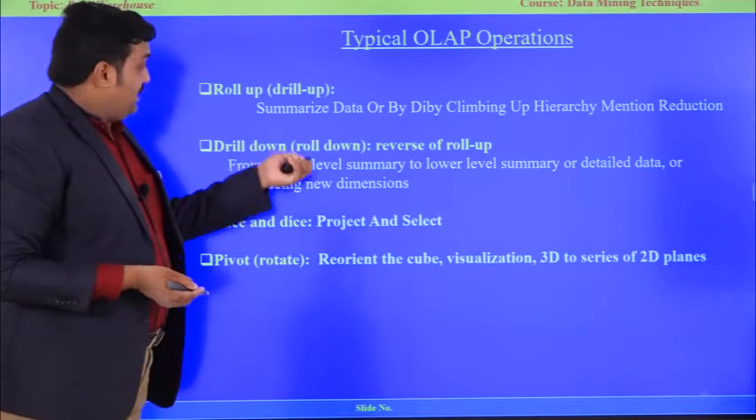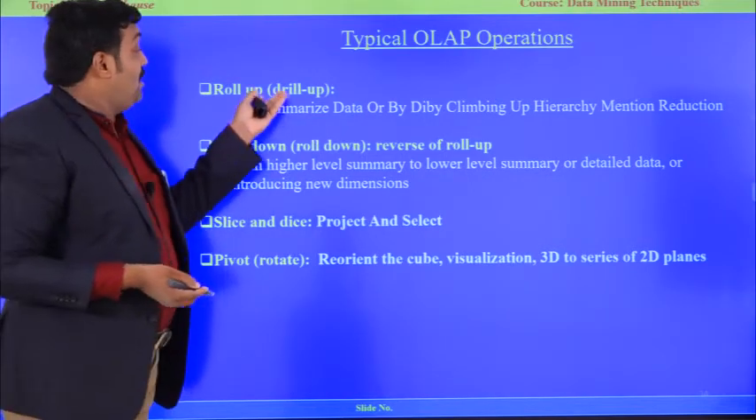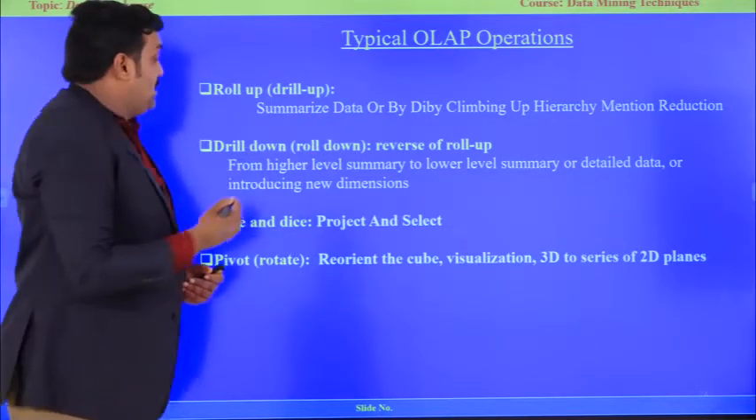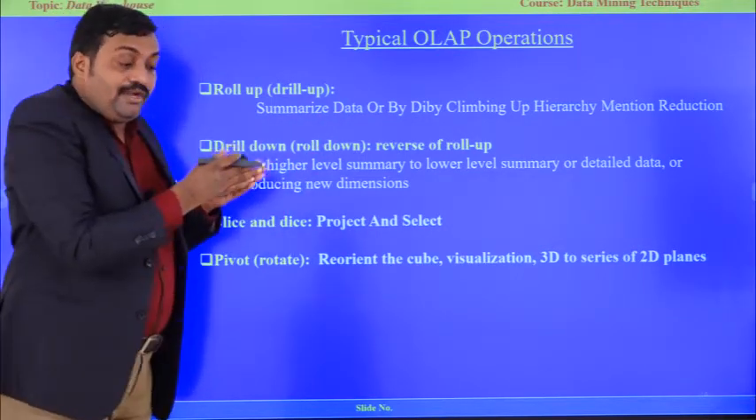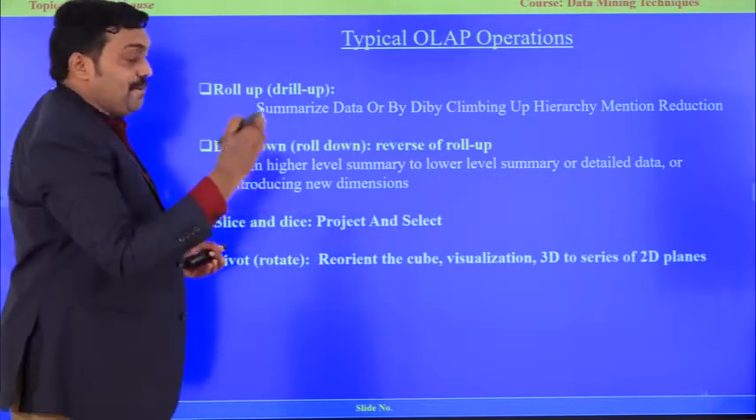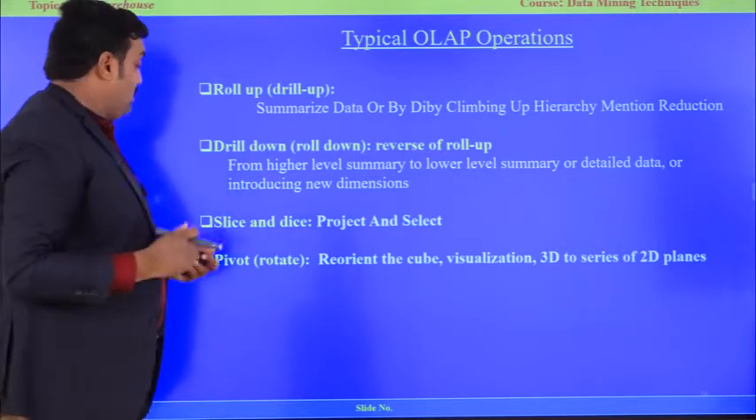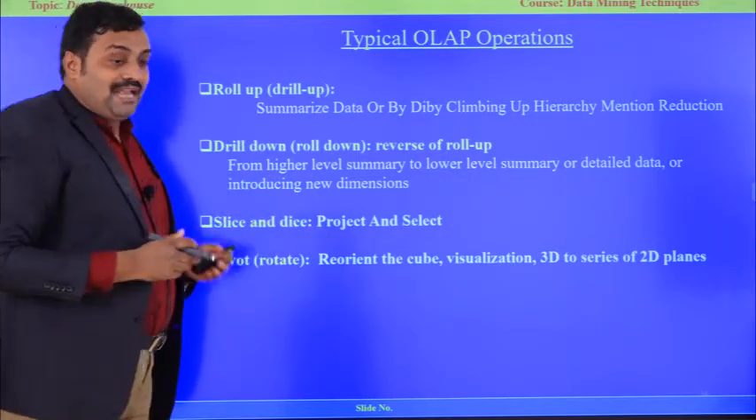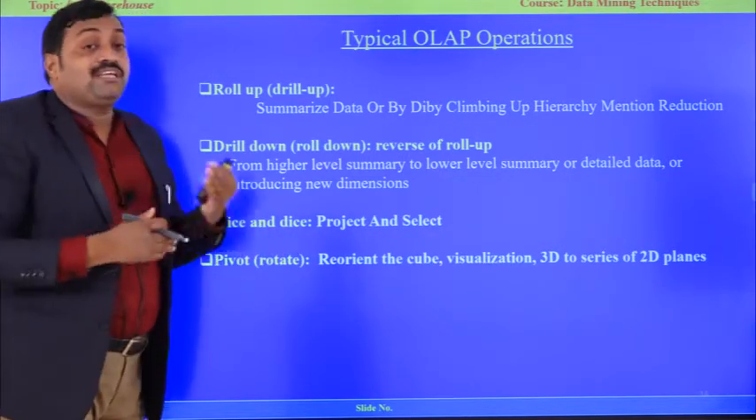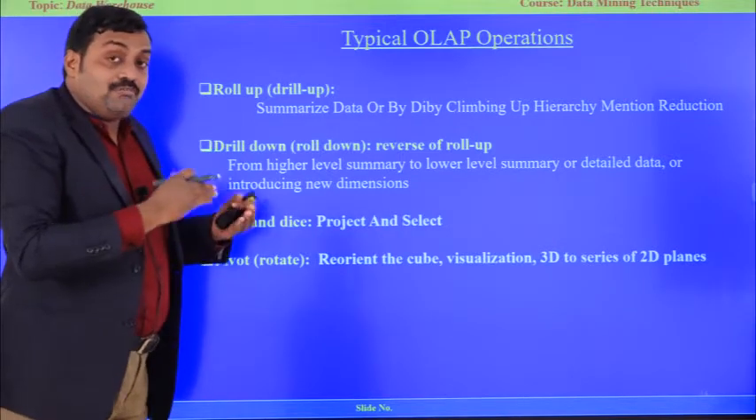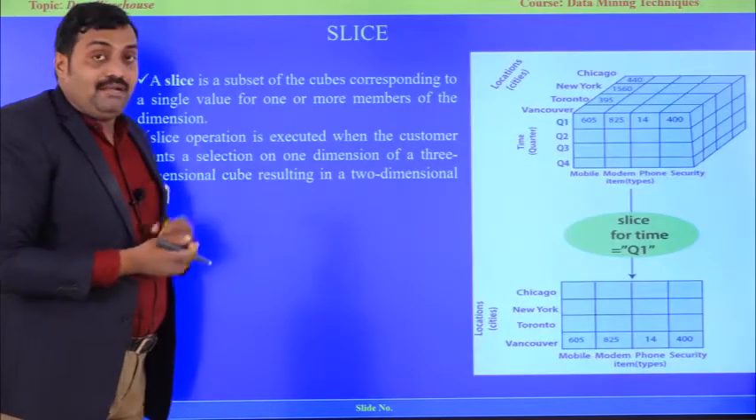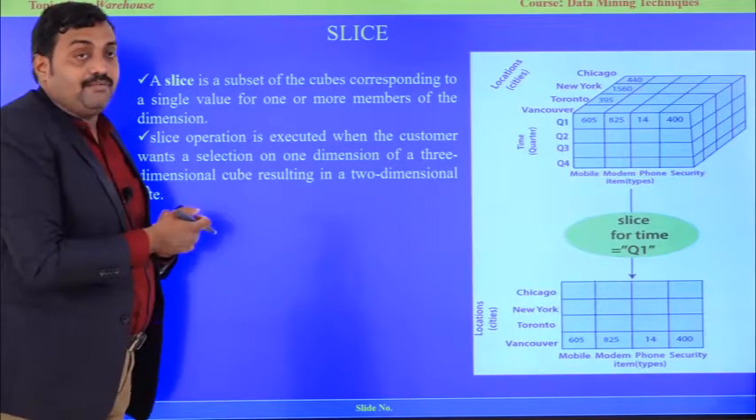Some simple information first: roll up, or drill up, is summarizing the data, whereas drill down is going down. That means we go from a higher level to a lower level, getting detailed information about a particular item. Slice and dice are like select and project operations. Pivot is the rotation of dimensions, by swapping the rows and columns. We will see this in detail with a neat diagram.